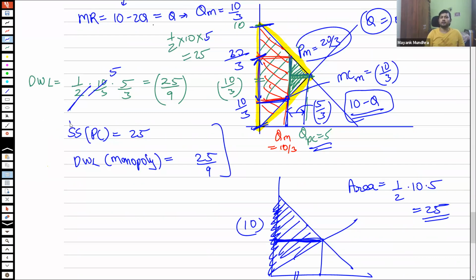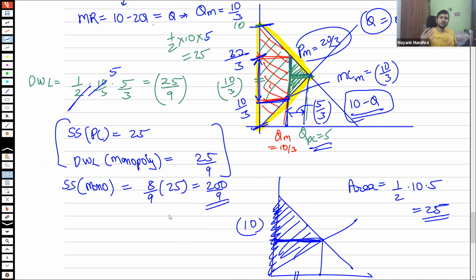So coming back to these things, I know the social surplus of a monopolist will be equal to 25 minus 25 by 9. So 8 by 9 times 25. So that is 200 by 9. So this is how you can find the social surplus of a monopolist.